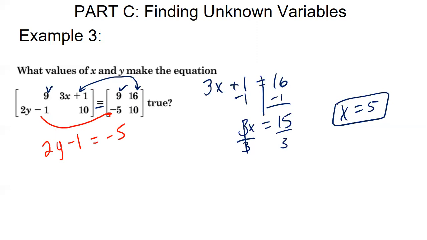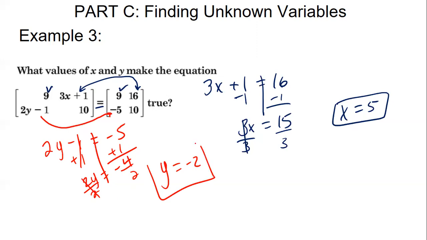What happened to the 10 corresponds to the other element. So what do I need to do to get Y by itself, guys? I have to add 1. And then what do I need to do? Divide by 2. And so my answer is Y equals -2. That was a tough one there.